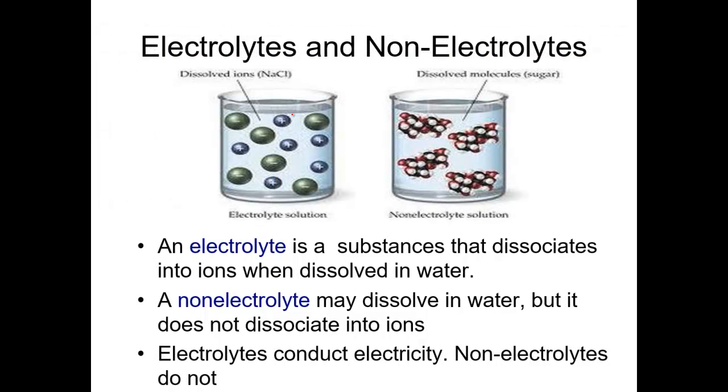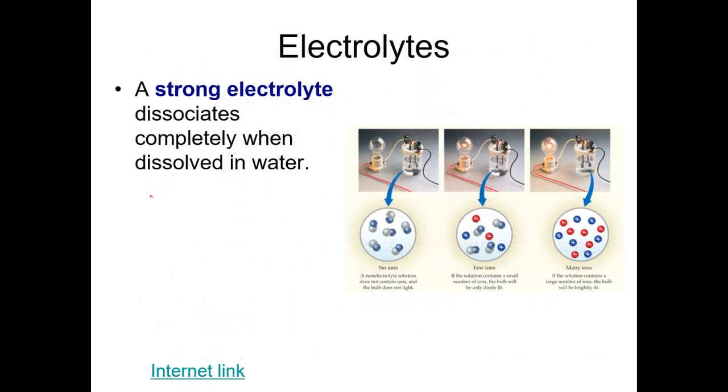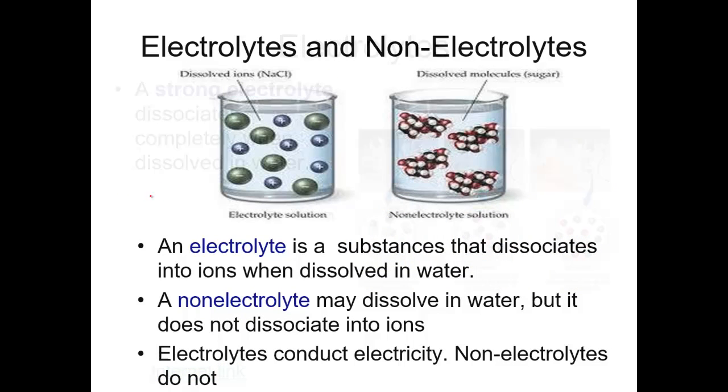Okay. Let's talk about electrolytes and non-electrolytes. If I have charged particles that are mobile, they can conduct electricity, because if I put a positive electrode here and a negative electrode here, the positives move this way, the negatives move this way, and the movement of charged particles is electricity. Okay, so in order to conduct electricity, things have to be both charged and mobile. And so dissolved ionic compounds are electrolytes. An electrolyte is any substance that dissociates into ions when it's dissolved in water. A non-electrolyte may dissolve in water, but it does not dissociate.